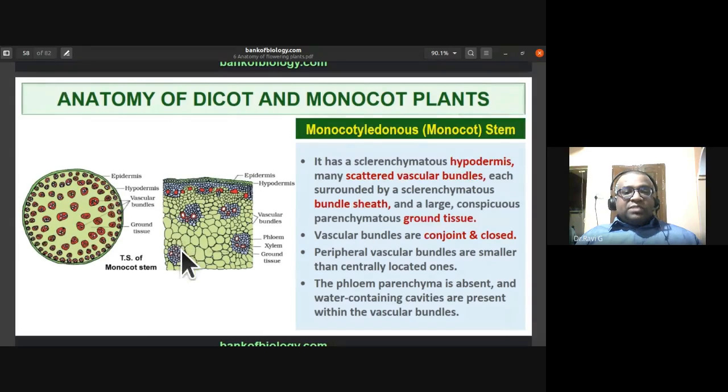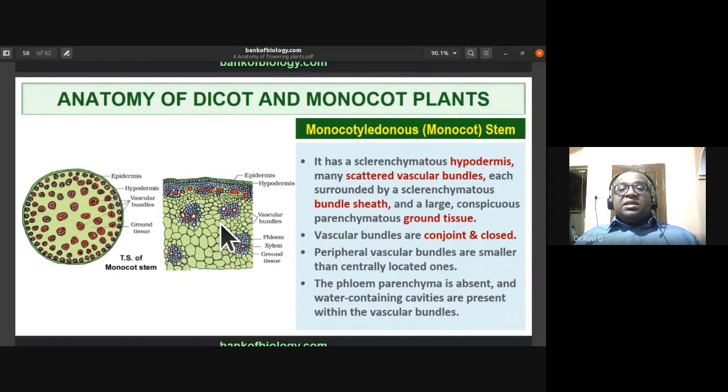This is how it looks. For some of them it looks like a joker face, for some of them it looks like a skull. Seeing this, we easily identify this monocot stem. In the permanent slide, it's very easy to identify. The phloem parenchyma is absent in case of the monocot stem, and they have some water containing cavities called lysigenous cavities, which store water.